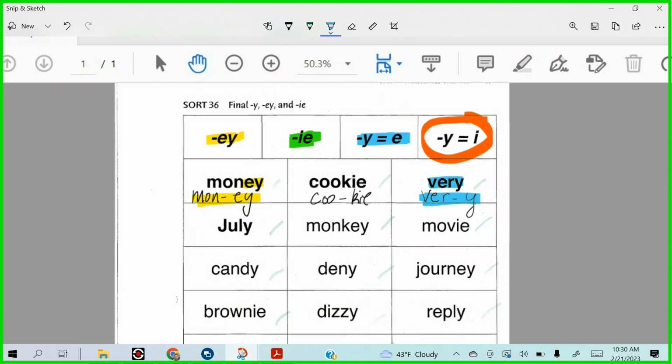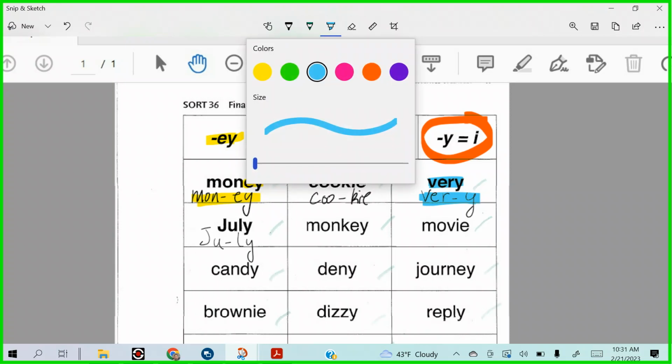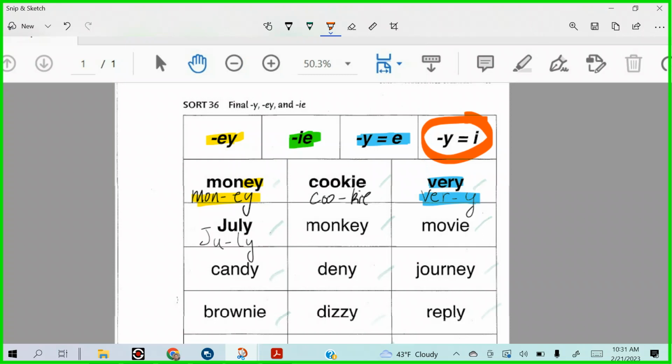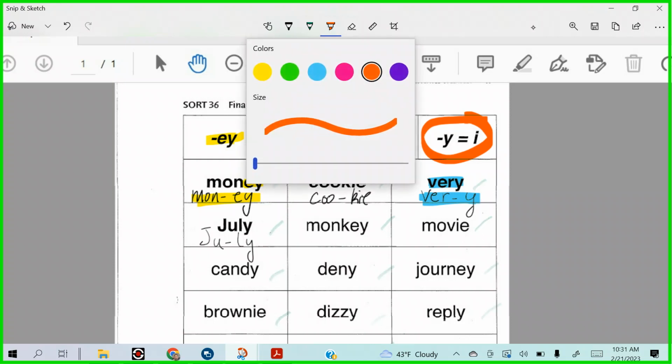Okay. How about July? July, lie, July. What do you think, Gary? Yes, J-U split L-Y. And what ending is that going to get? According to my key, what would it get? Not EY. It doesn't end in EY, does it? What's the ending? July. Look at my key. We have EY making the E sound. We have IE making the E sound. We have Y making the E sound, and we have Y making the I sound. July. Which one's that going to be? Y equals the I sound. So I'm going to do an orange circle around that.